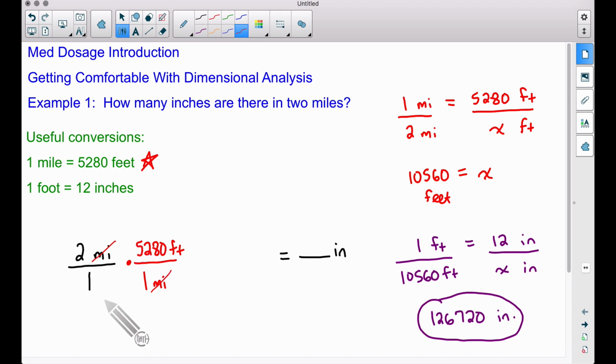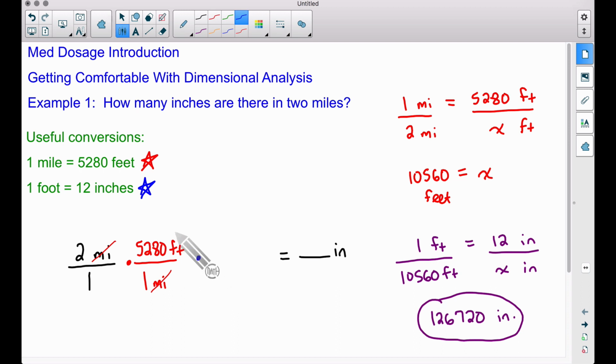So if you look at our math problem now, we are taking this fraction times this fraction, and the only word we see is feet. We want to get rid of feet because we want our answer to be in inches. Look at this conversion right here. We have a conversion that takes us from feet that we want to get rid of, and it will take us to inches. So we're going to multiply by yet another fraction.